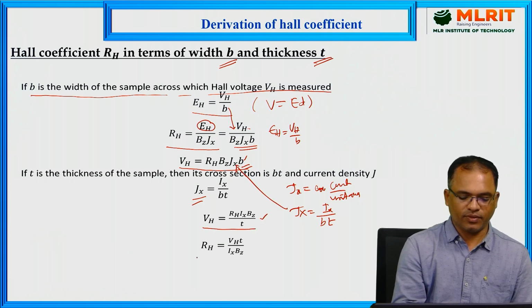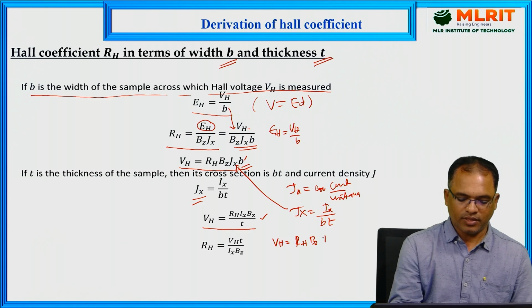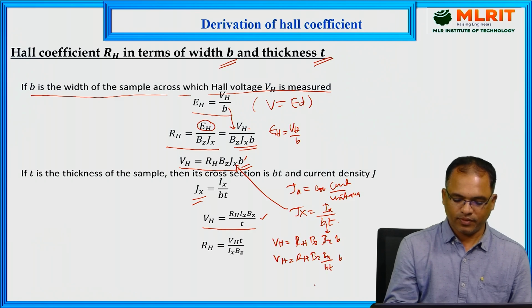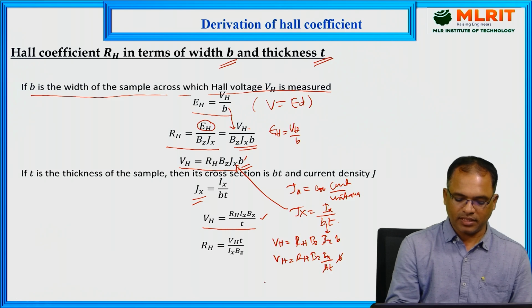So VH equal to RH Bz Jx into b. Now I am going to use Jx in this equation. RH Bz Jx, in the place of Jx I have to write Ix by b t, into b. So b will be cancelled here, and finally VH is equal to RH into Bz Ix by t.